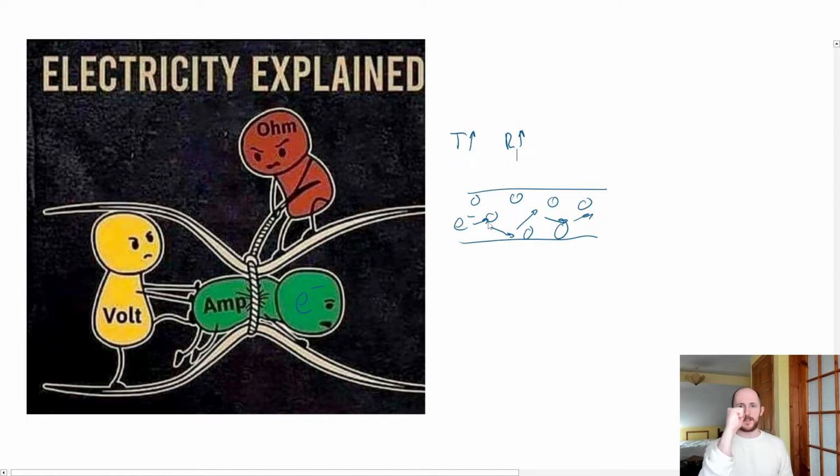So if I have just my fist here, you can go around it fairly easily. But if it starts to vibrate, you're much more likely to actually collide with it, which is measured as an increase in resistance. And there's a few others that you need to know as well.